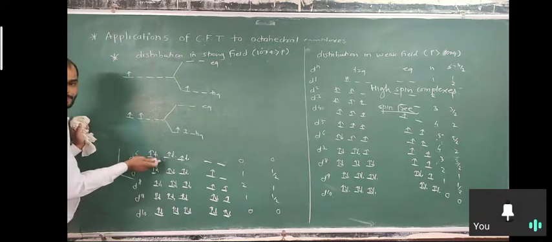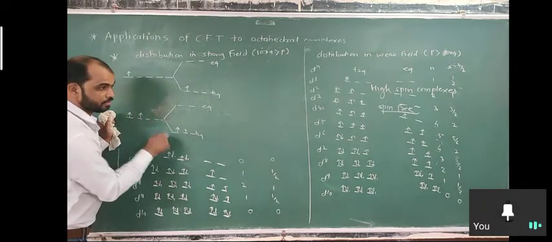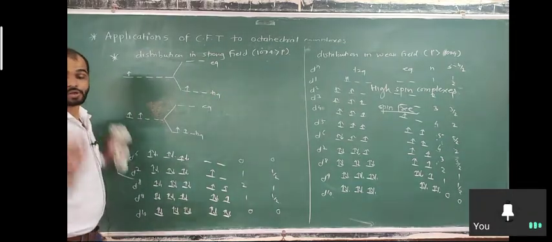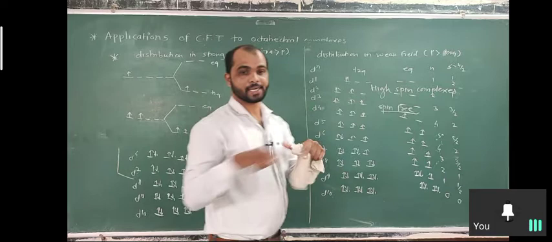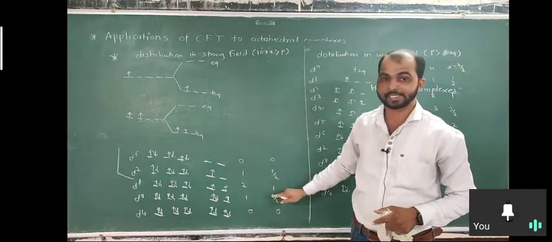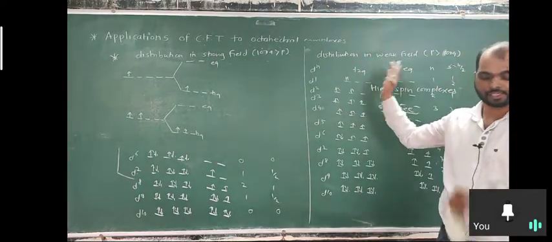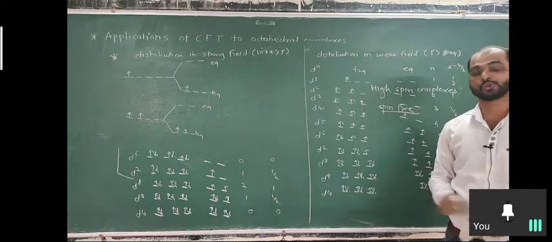Same. Just what I have drawn here, the same thing, only in the form of splitting to show for this one and this one. So draw the 20 splitting diagrams for the D1 to D10 systems in both strong field condition and weak field condition. This is your today's homework.